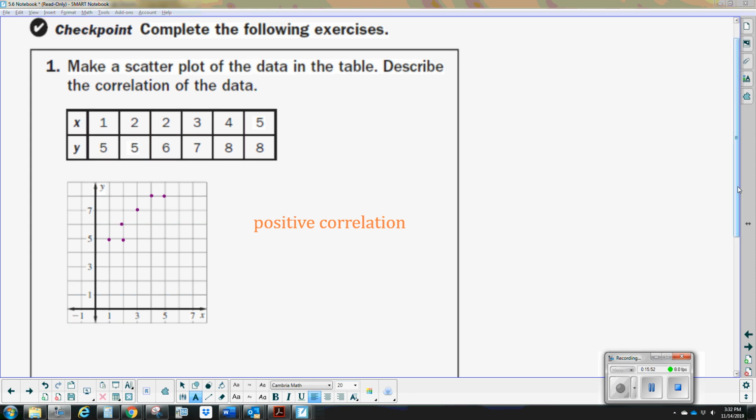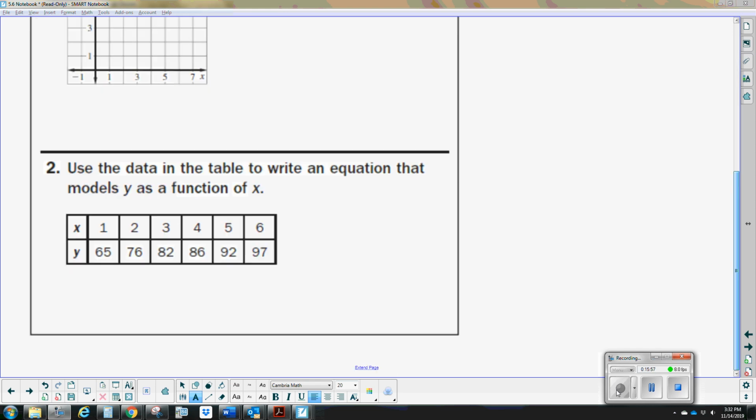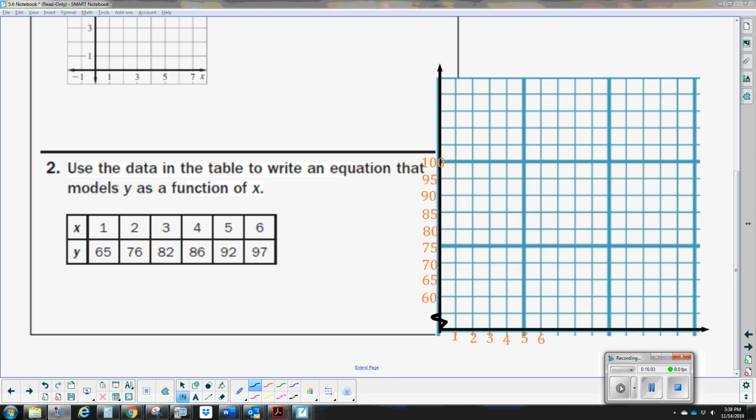All right, and then let's look at the second practice problem, or the second checkpoint problem. And here we're writing an equation that models y as a function of x. The first thing that we need to do, if you haven't already done this, is to make a scatter plot. So I'm going to plot all of these data points. When you make a graph for your scatter plot, use a scale that makes sense. So I started at 60 and then went up by 5s. I'm obviously not going to go up by 1s. That would be such a gigantic graph. If you use a different scale than 1, though, just make sure that you note that on your graph.